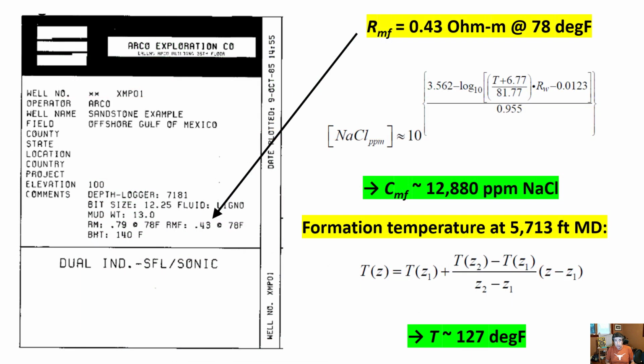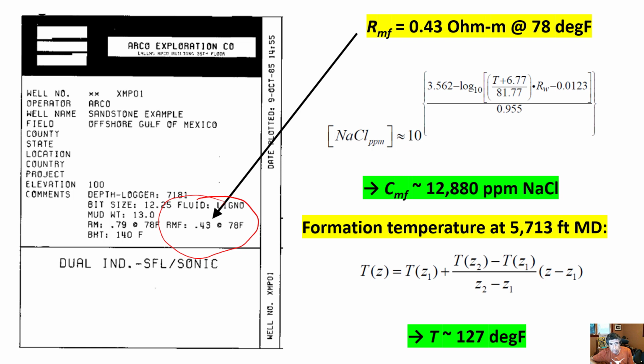So let's do the calculations. First of all, we go to the header of the well, and we record what the resistivity of mud filtrate is and what the temperature was when acquiring that measurement. And that's the resistivity of mud filtrate.